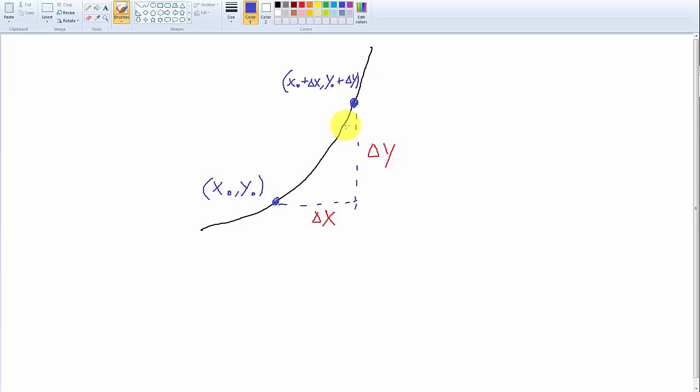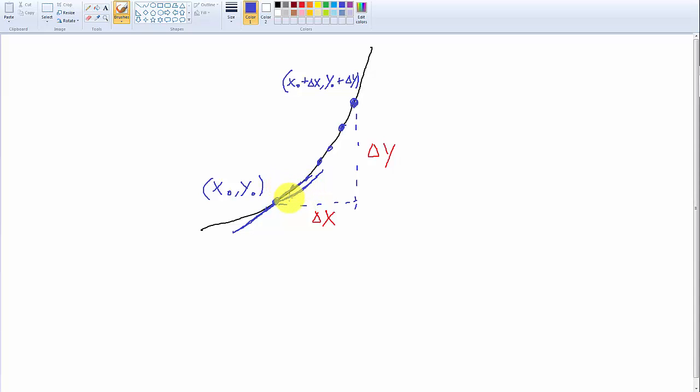So if delta x approaches 0, that means this point is moving closer and closer to this original point. And the line between these points is getting closer and closer to what we call the tangent line. If you remember, a tangent line is just a line that touches the curve at exactly one point. So the line between these points as delta x approaches 0 is going to approach the tangent line.